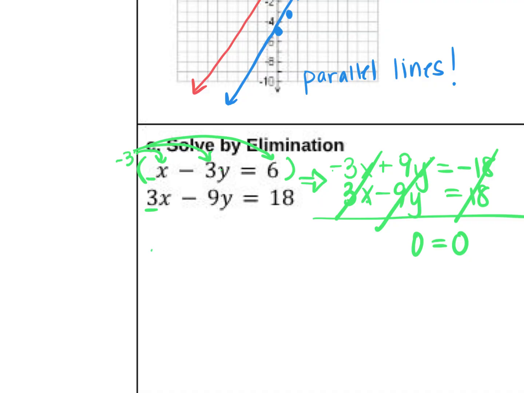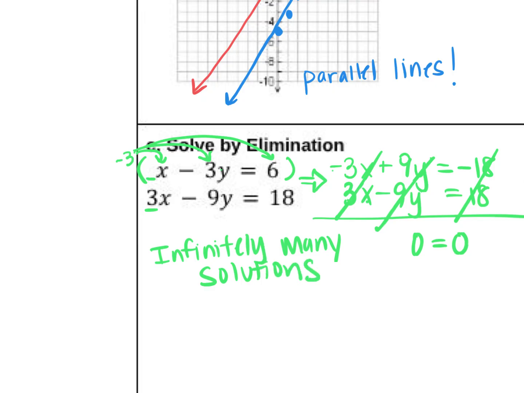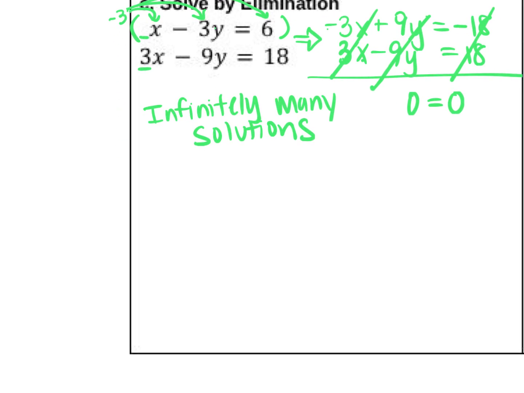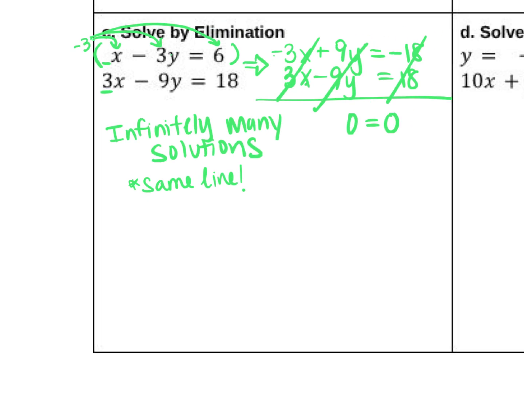So this would be an example of infinitely many solutions. That means if I rearranged them, they would turn out to be the same line. If I rearranged them, meaning I made them all y equals, you would see they're the same line.